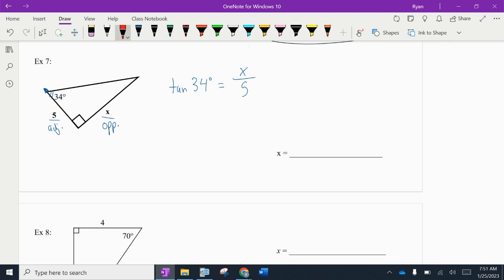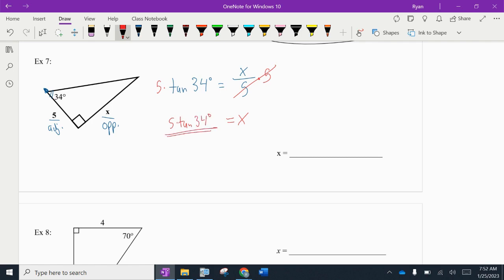What would we have to do to get the x all by itself? Because right now it says x divided by 5, right? What's the inverse of dividing something by 5? So if we multiply the right side by 5, x is all by itself. We wanted that to happen. But this is algebra, and since we multiplied the right side by 5, we're multiplying the left side by 5 also. So x is equal to 5 times the tangent of 34.